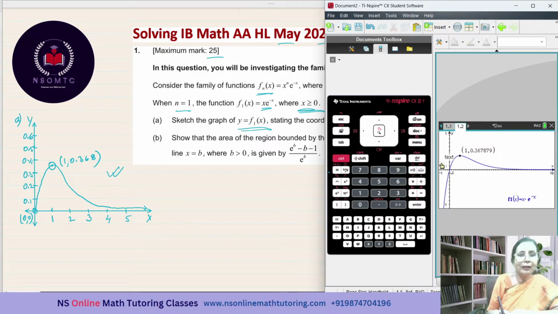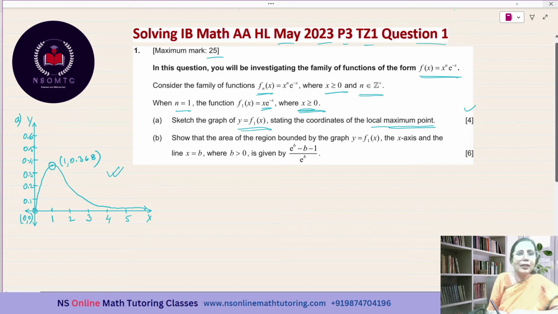Okay, and for the right hand side, I have put the arrow, but for the left hand side, the graph is starting at the origin. There shouldn't be any arrow for the left hand side. Okay, so this is the answer for subpart A, and coming to subpart B, we have got 4 marks.